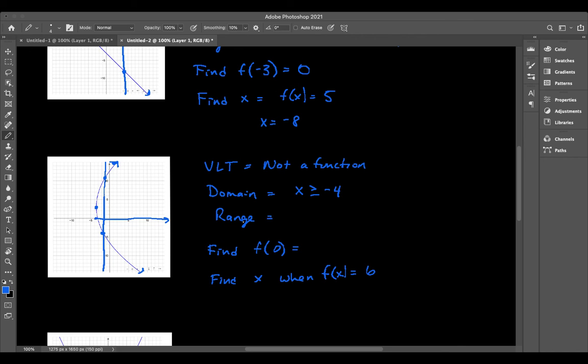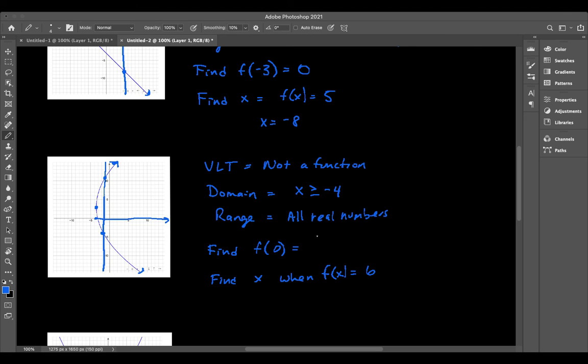All right, what about the range? Like I said, there are 2 arrows going out here. This is going to continue to get bigger and bigger as x gets bigger than -4. Therefore, the range is all real numbers.